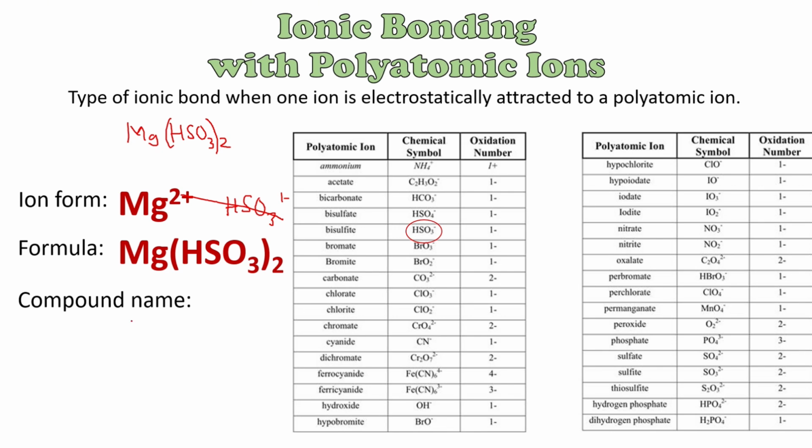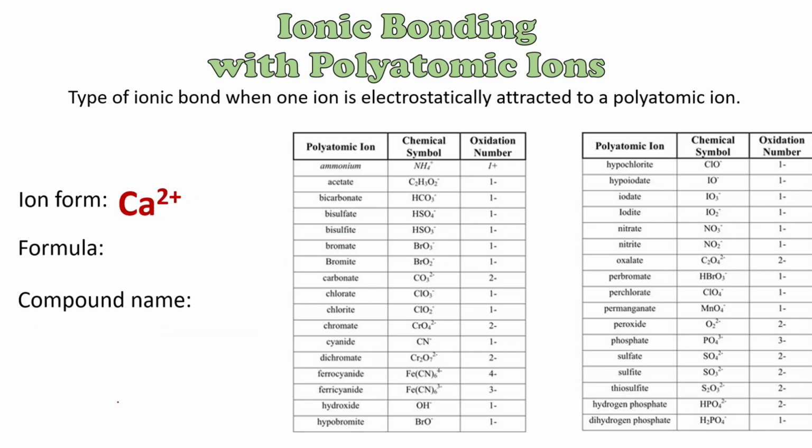So the compound name is the name of the cation and the name of this anion. So the cation is magnesium, the anion is bisulfite. So magnesium bisulfite. So asa nakita ang name to ra? Na diri. These are the names.